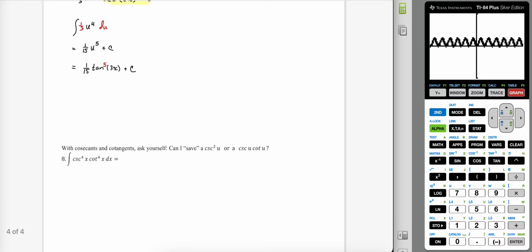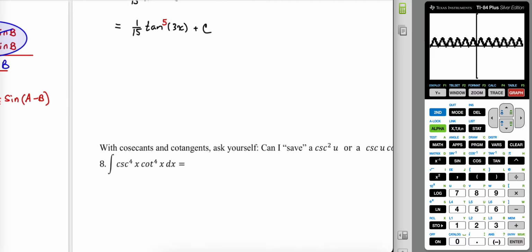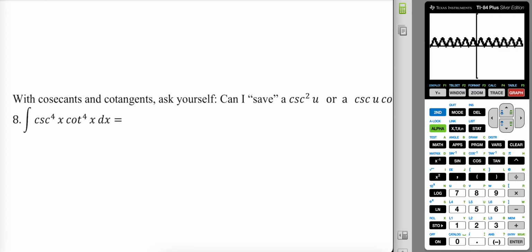All right. With cosecants and cotangents, ask yourself, can I save a cosecant squared? Because the antiderivative of cosecant squared is cotangent, well, negative cotangent. Or a cosecant cotangent, because the antiderivative of cosecant cotangent is negative cosecant. So I'm looking at this, asking myself, well, what can I save? Well, I have a cosecant squared in there. Except it happens a couple of times, in the sense that this could be thought of as cosecant squared of x squared. So that's something, because the antiderivative of that would be cotangent. Well, negative cotangent.